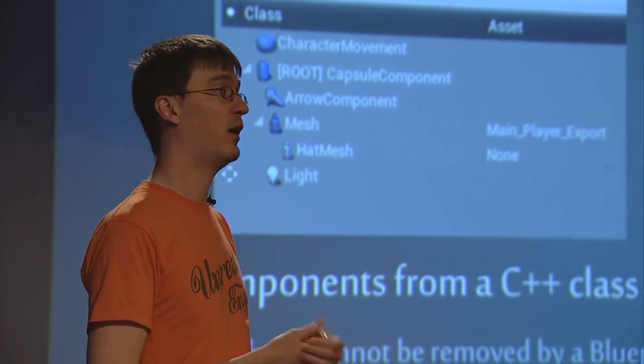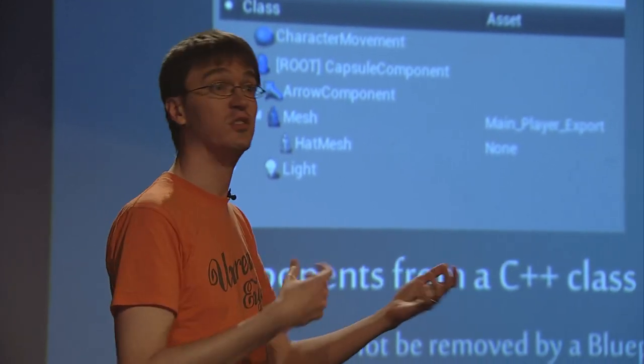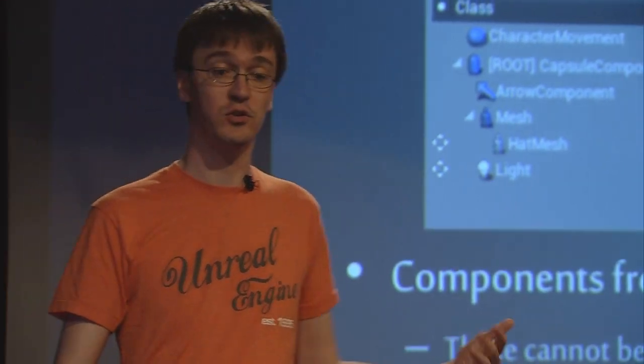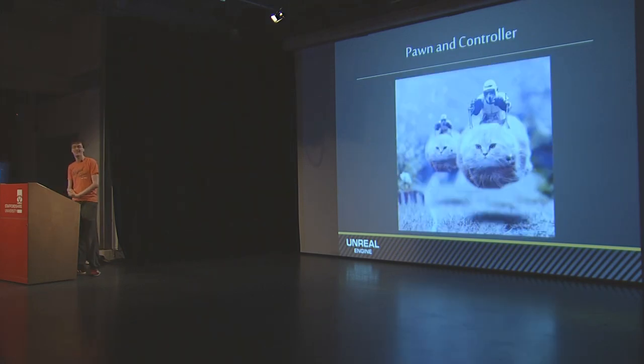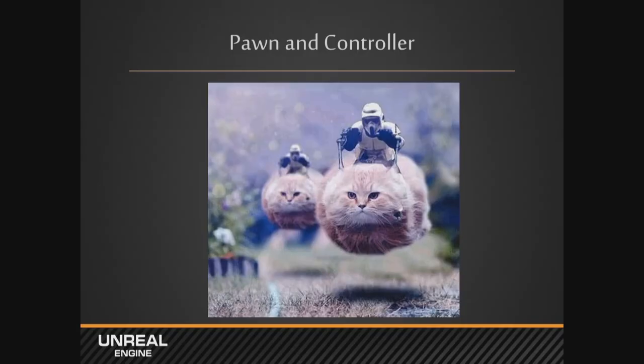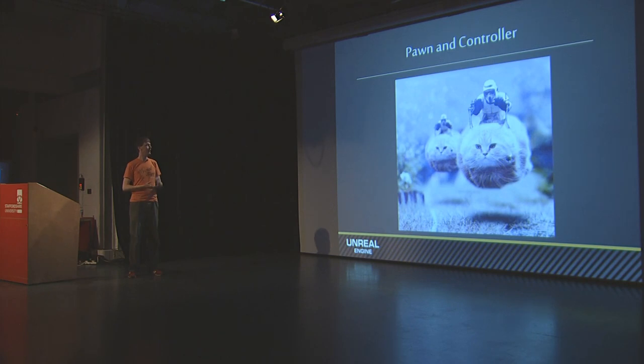So they could add a box component, and you could change the dimensions of it, for example, if they let you. They can choose not to. We talked about attachment already. Okay, pawns and controllers. So in this illustrative example, the cat is the pawn, and the stormtrooper is our controller.